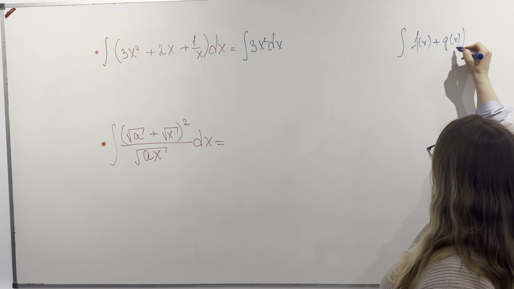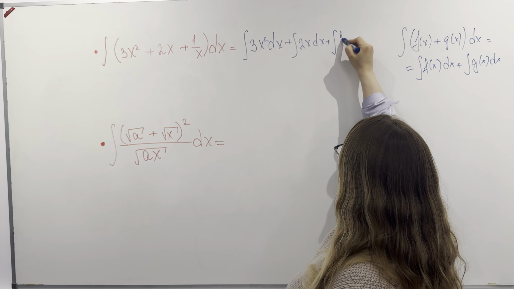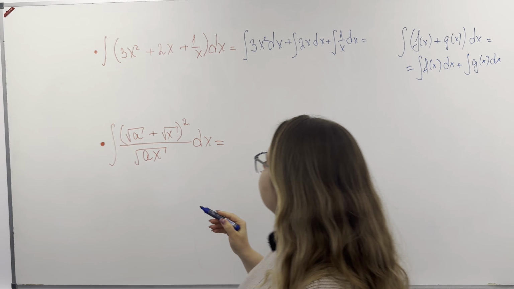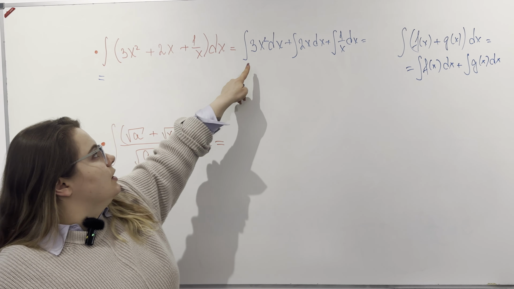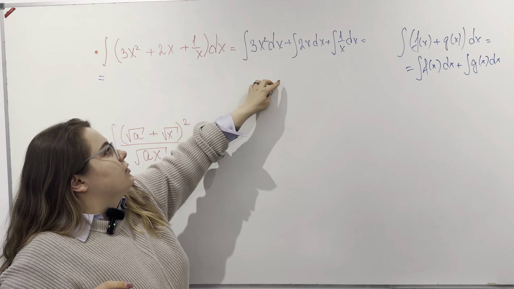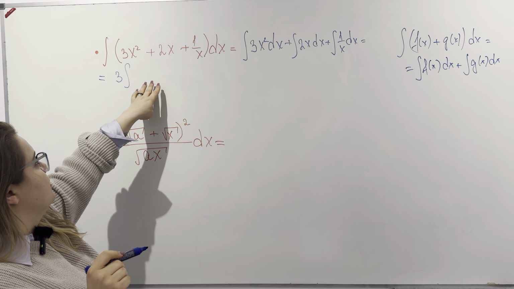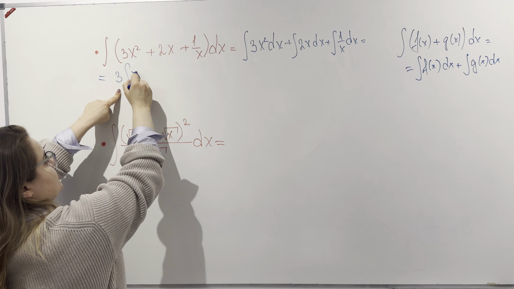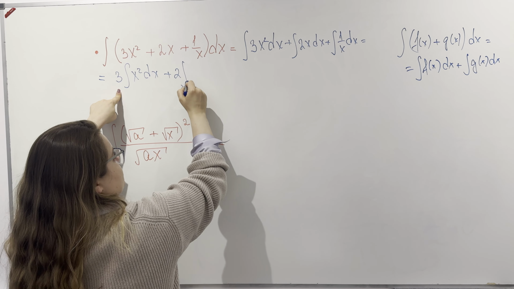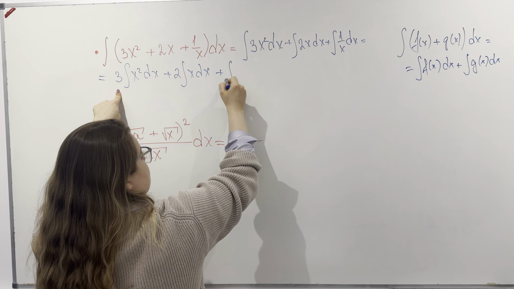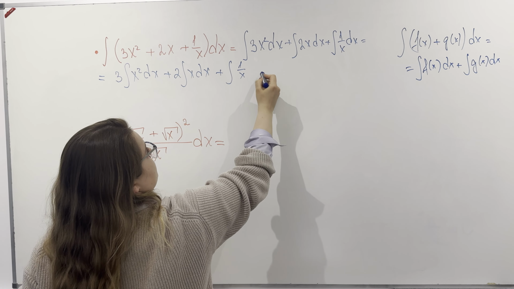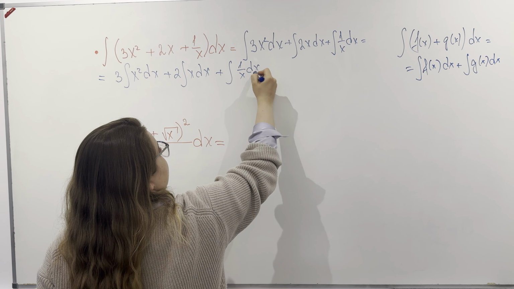Yes? So here we can see that the second integral will be 2x dx, and the third integral will be 1 divided by x dx. Then we can move our constant in front of our integrals and rewrite our integrals like this: 3 integral of x squared dx plus 2 integral of x dx plus, here we can't do such things, so write it the same.